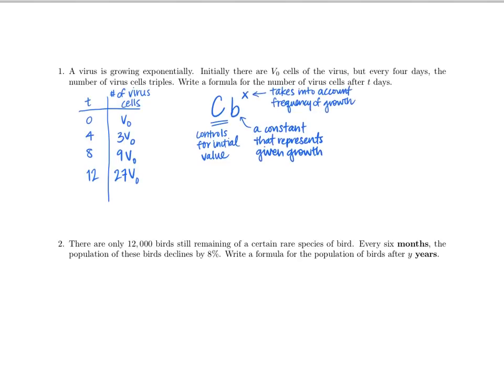So what does our formula look like? Well, that c that needs to control for the initial value, our initial value is V0. So our c is going to be equal to V0. Our b, the constant that represents the given growth, well, our given growth rate is a tripling. So that means that our desired constant, or our base for the exponential function, is going to be 3.